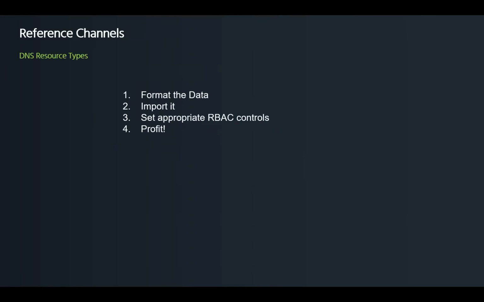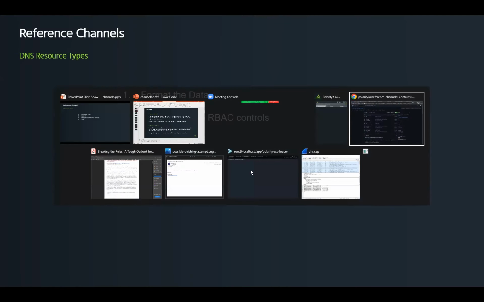To give an example of a reference channel, we'll talk a little bit about these DNS resource types. There are a few steps here. We're going to format the data, import it, set some RBAC controls, and then take a look at how the information is presented to the user. So with that, I'm going to jump over to my browser here.